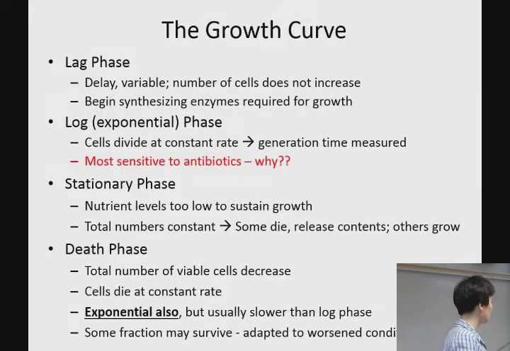What's interesting also about this phase is that some fraction of the cells may survive, so not everybody's killed. And if they survive, it's frequently because they have adapted better to the worsened conditions around them, which actually will often make them more antibiotic resistant, more resistant to the toxins in the environment, more resistant to a variety of things that otherwise would kill them. So while their friends and neighbors are dying, they're actually getting, in a way, stronger.